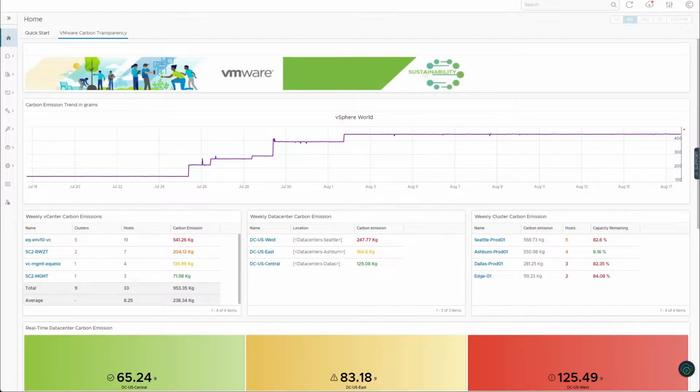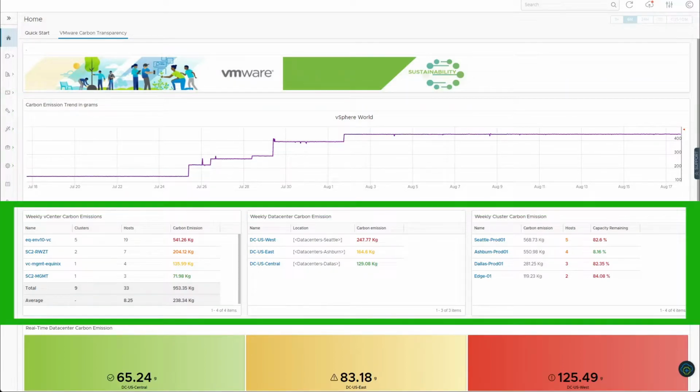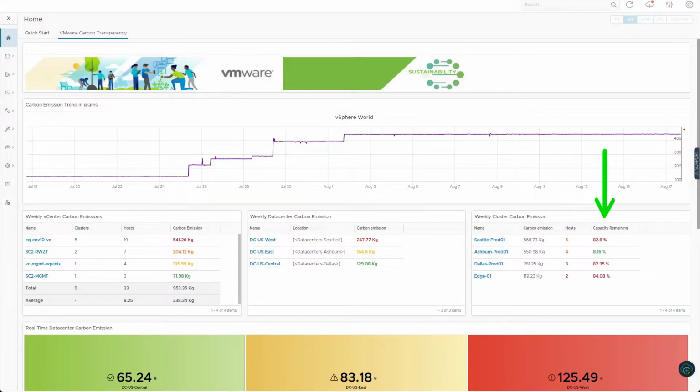As a customer, I would like to know the carbon footprint of my environment. We have a visualization of carbon emissions trends as new hardware is added or workloads are optimized. By displaying weekly carbon emissions, we get a better understanding of the amount of carbon being produced over time. And here, higher capacity remaining means we are less efficiently using this environment.